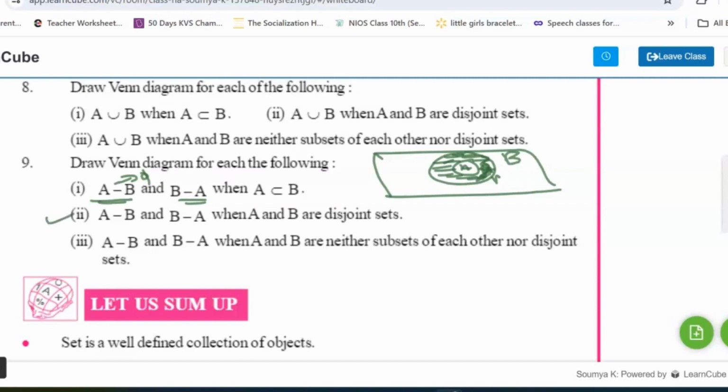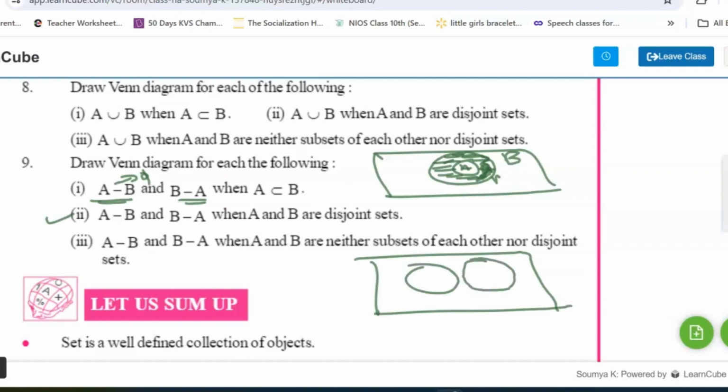Next, second question is A minus B and B minus A, when both are disjoint. So the diagram will change for this, since they are disjoint, they are not together. This is set A, this is set B, and it's a universal set. For A minus B, the answer would be A itself, and B minus A will be B itself. This is the included answer for this one, and B is the result of that.